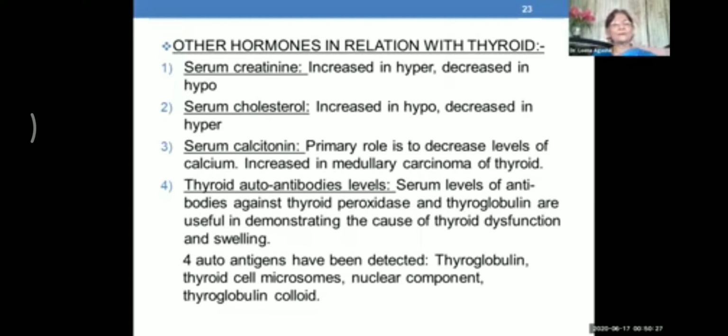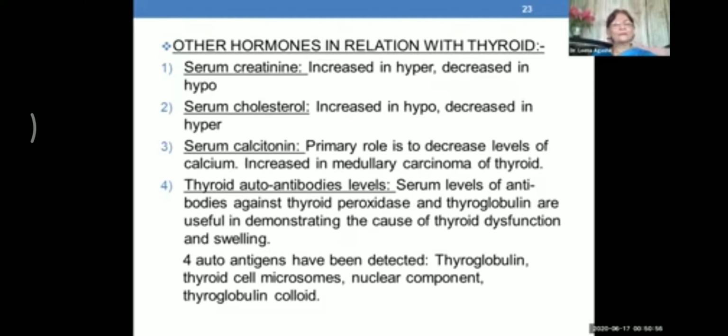Third hormone is serum calcitonin. The primary role of serum calcitonin is to decrease the levels of the calcium. You will find increased levels in medullary carcinoma of the thyroid. So if at all you are suspecting any thyroid swelling to be because of the carcinoma, and if you get the raised levels of the serum calcitonin, you can suspect it.